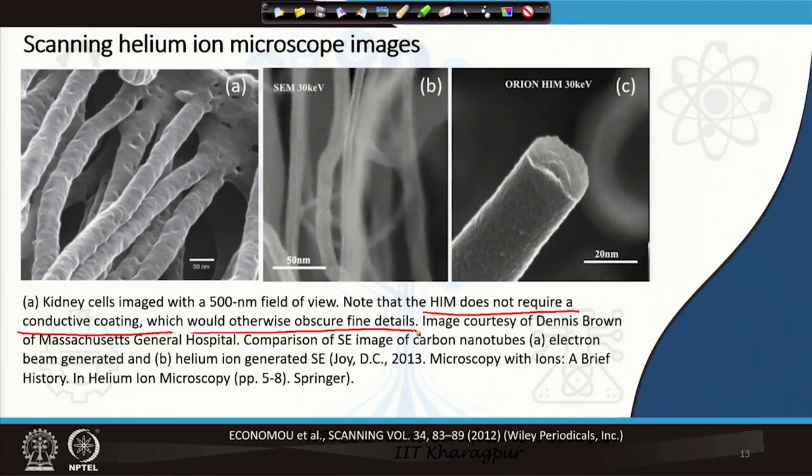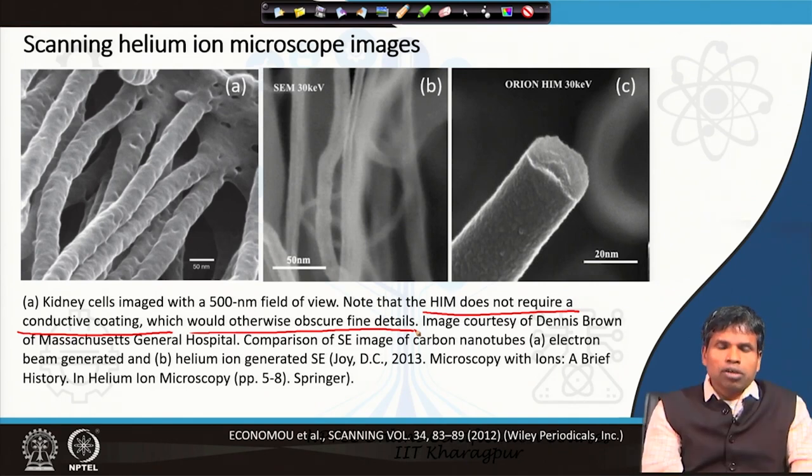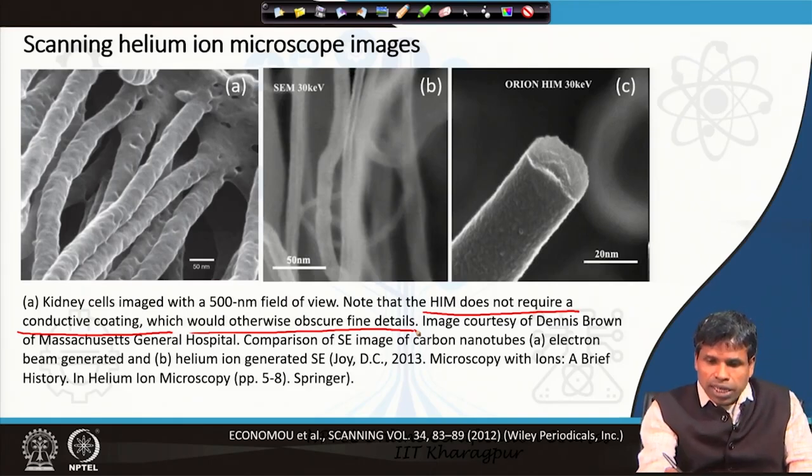Otherwise, there will be charging, and charging creates disturbances, and that would not produce an image with much higher clarity. In the case of the helium microscope, we could get a very high magnification, high resolution image of an insulating sample, as you see here.